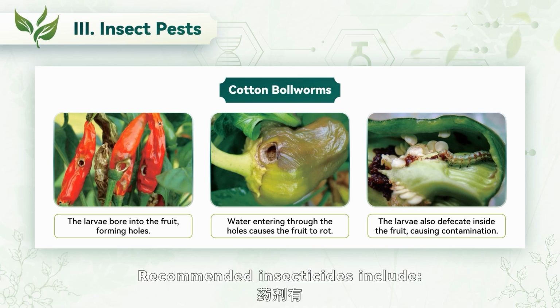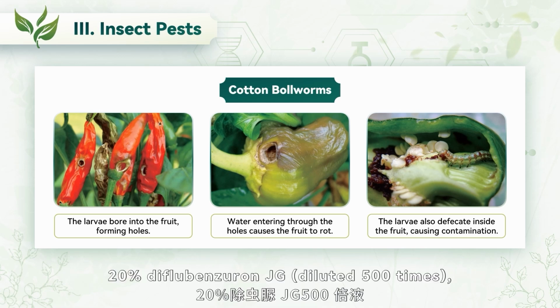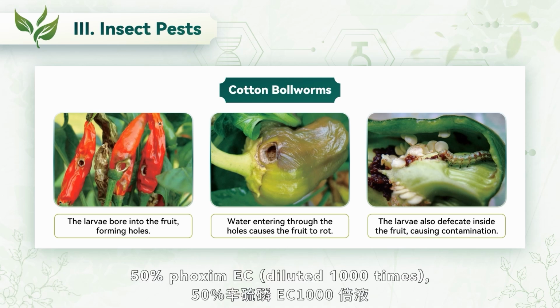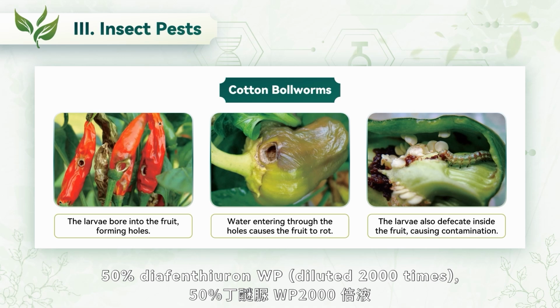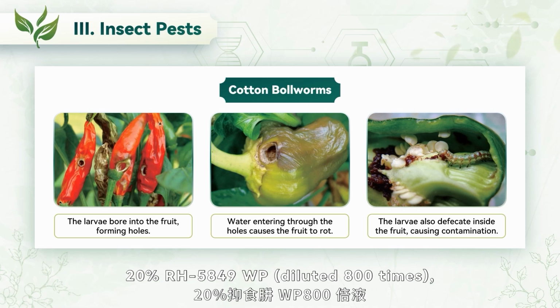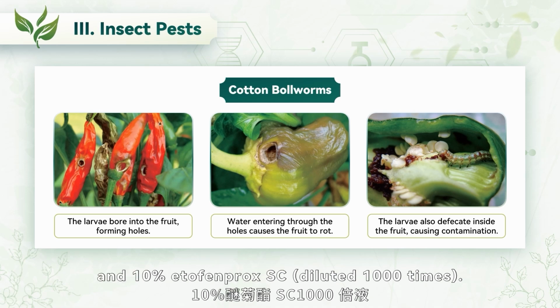Recommended insecticides include 20% diflubenzoin JG, diluted 500 times, 50% foxamine-C, diluted 1000 times, 20% methamine-C, diluted 2000 times, 20% phenvalerate-C, diluted 2000 times, 50% diaphenphyron WP, diluted 2000 times, 20% RH5849 WP, diluted 800 times, and 10% etofenpox-C, diluted 1000 times.